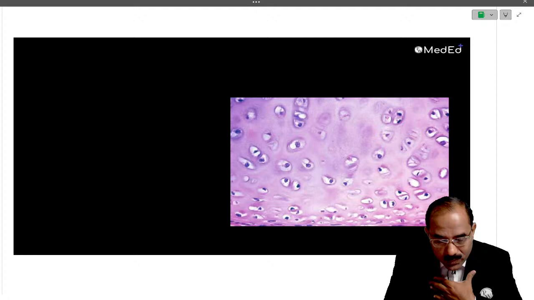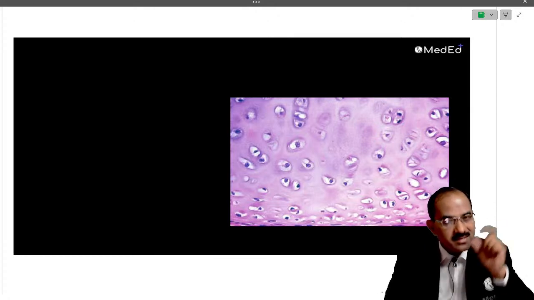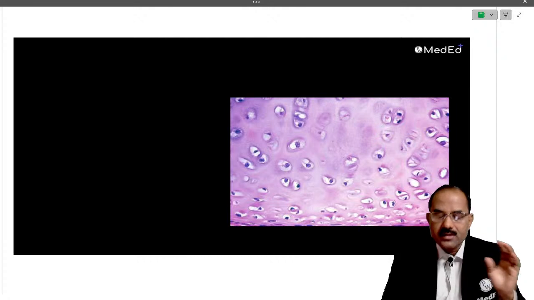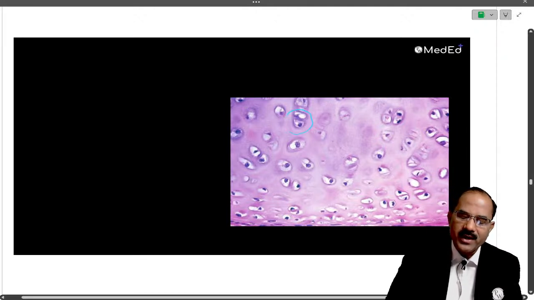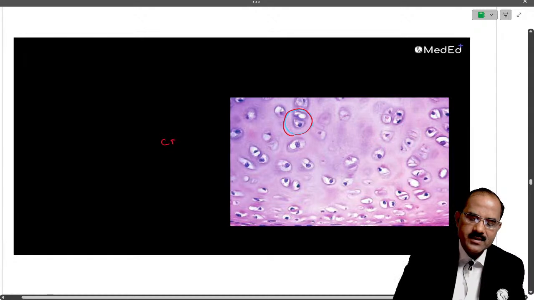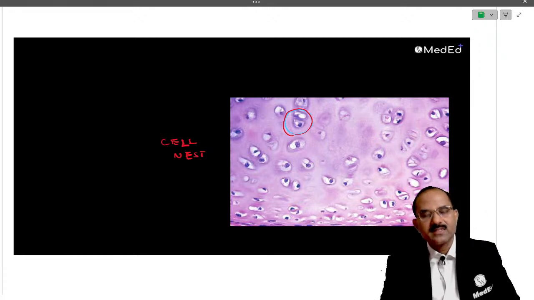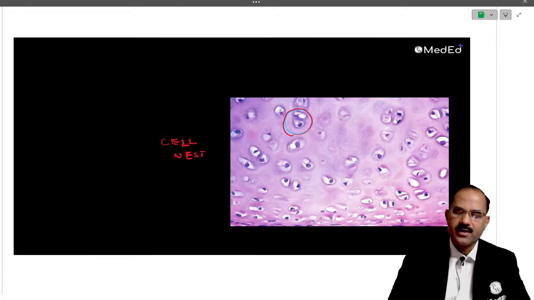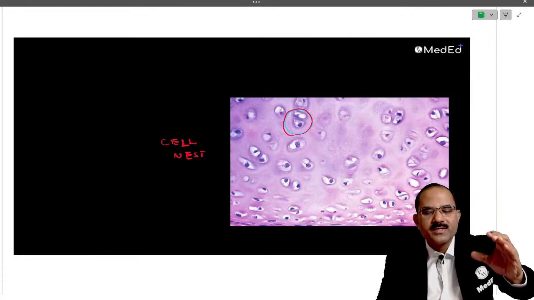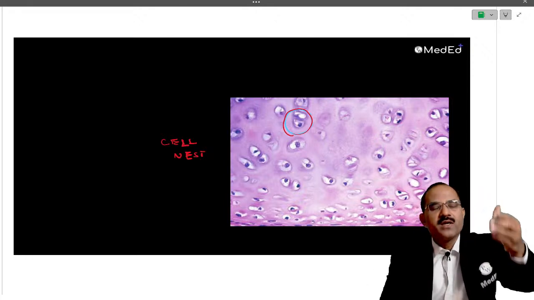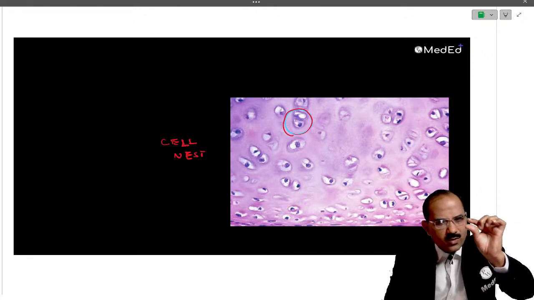So how do I know this is a hyaline cartilage? Because I see chondrocytes. And the very characteristic is the chondrocytes are found in a group. Can you see this, bacha? This group of chondrocytes is known as a cell nest. So this cell nest is a characteristic of hyaline cartilage. The chondrocytes are found in groups, and as we go towards the center, the chondrocytes become larger. Towards the periphery, the chondrocytes are small.